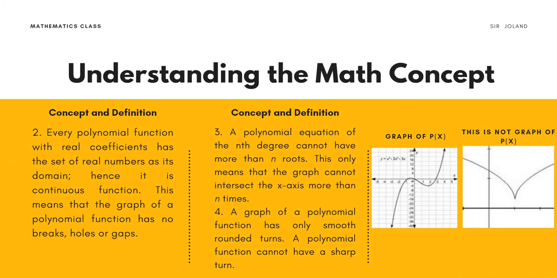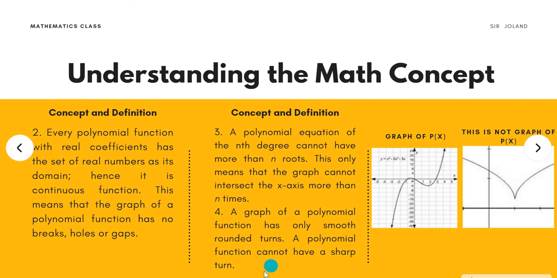For example, naka third degree polynomial ka. Therefore, expected to have at most 3 roots, number of roots. So, hindi naman pwede mangyari na naka third degree ka bago nakakuha ka ng 4 na roots niya. So, hindi pwede mangyari yan kasi nga dapat hindi mag-exceed dun sa dami or sa bilang ng ating degree or sa highest exponent ng ating polynomial. So, yun siya sabi sa ating third concept. Okay, and then our last concept dito, a graph of a polynomial function has only smooth, rounded turns.